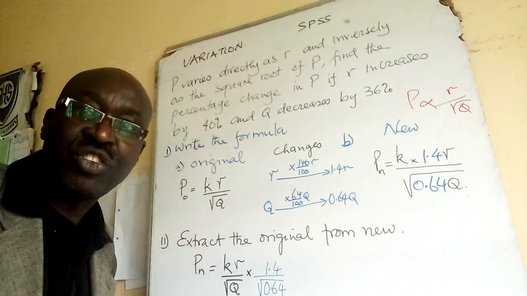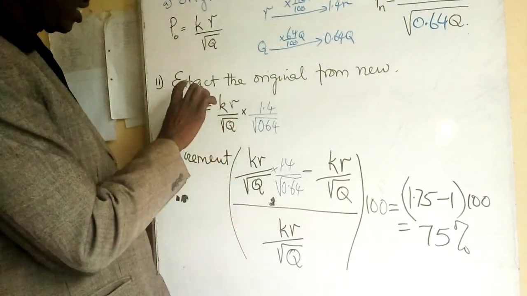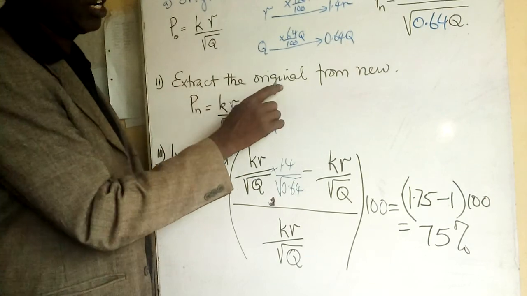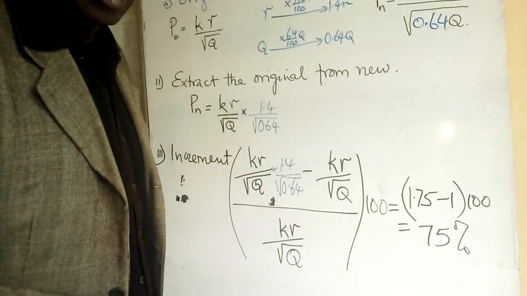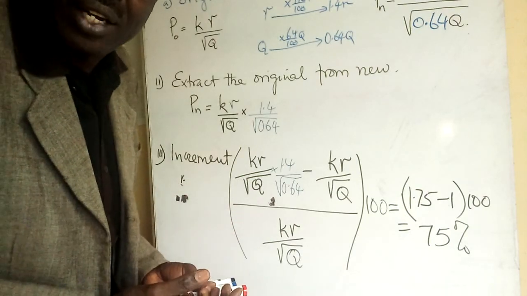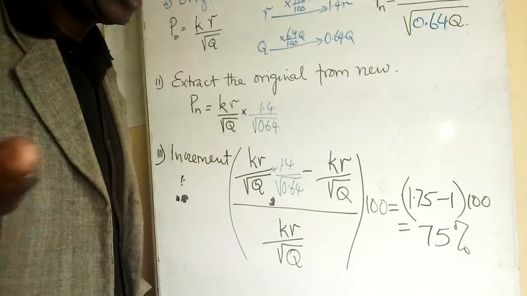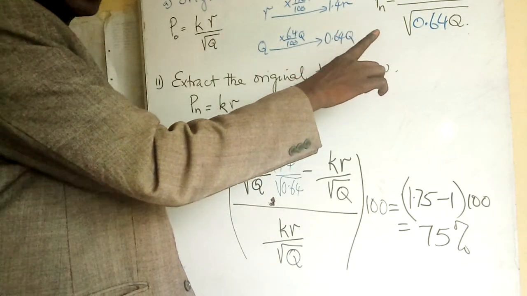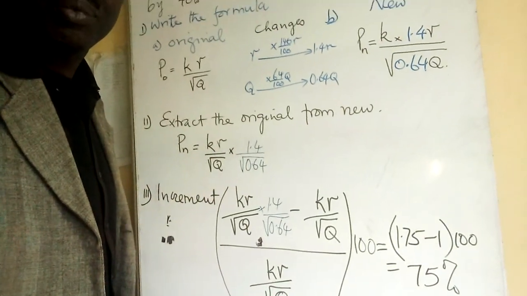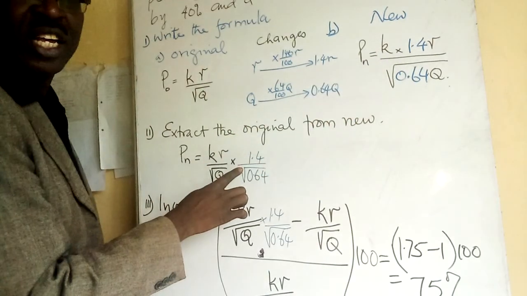Now I want us to concentrate down. I will shift the camera a bit down so that I get this step now. The next step you do is extract the original from the new. Extract the way the original was written. And then the new things, you leave them aside. I want you to check here, and here.